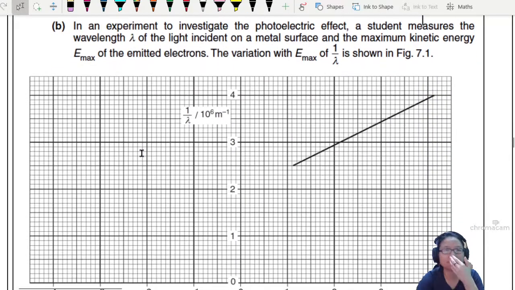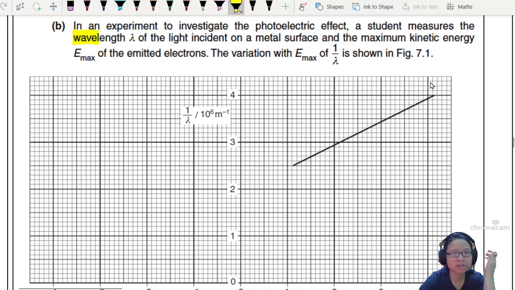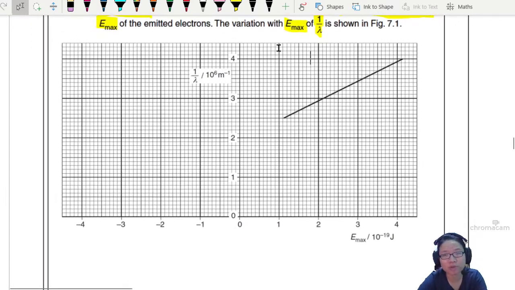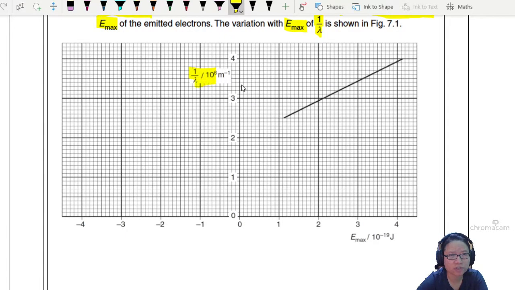Let's look at part B. An experiment to investigate the photoelectric effect. A student measures the wavelength of light incident on the metal surface. We're going to measure lambda and the maximum kinetic energy, Emax, of the emitted photoelectron. We're going to look at Emax and 1 over lambda in this graph. Always check the axis, as we reminded you in the theory video. This is 1 over lambda. Don't forget there's a prefix hiding here. Take note of the prefix.